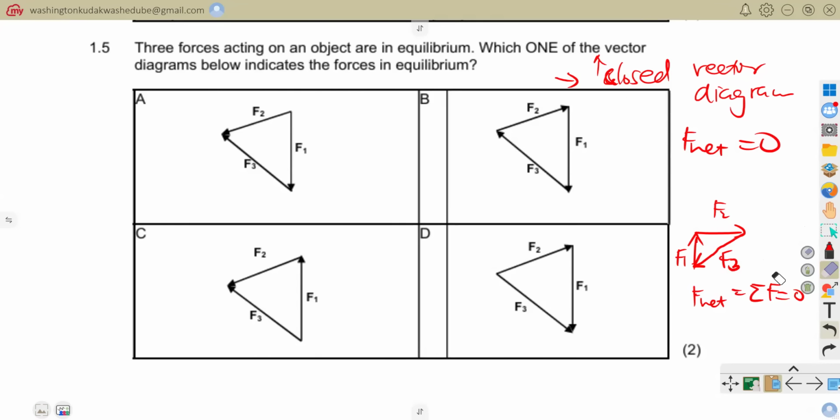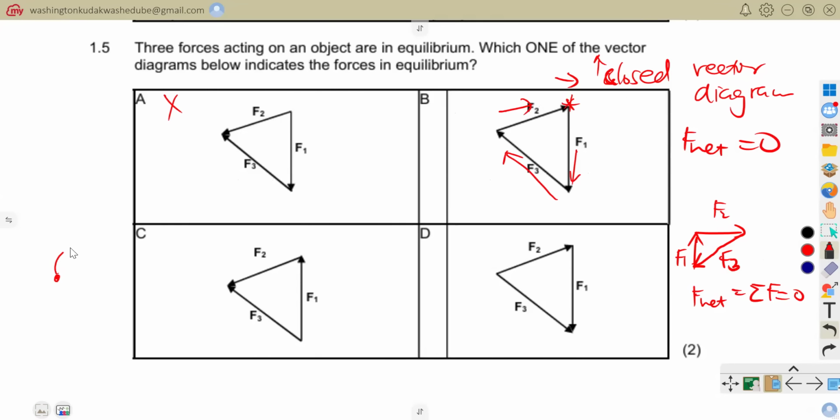That is what we call a closed vector diagram. So you can see that this one starts going that side, but already I'm having something opposing it, so this is already out. And then I go to B, F1 goes that side, and then F3 goes that side, F2 is going that. So I can see that I'm starting here, I go through, and I'm ending where I started. That is what we mean by a closed vector diagram.